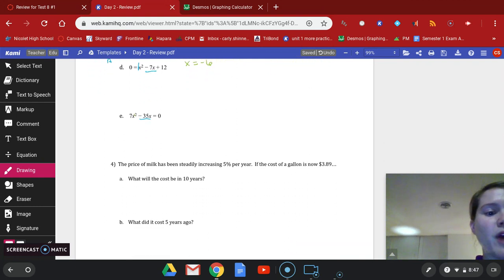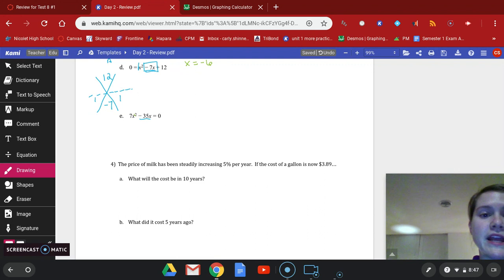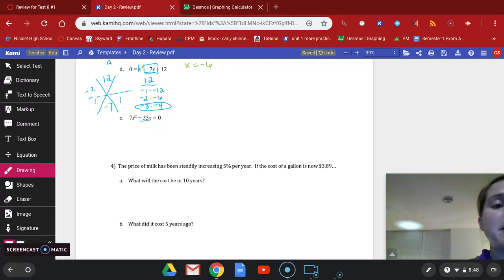Alrighty, so same process in letter D. This looks pretty similar, right? I've just got a little negative hanging out. And so don't forget, if this middle term is minus, then your B is a -7. Alrighty, so what multiplies to a +12 but adds to a -7? That's got to be a negative times a negative, because otherwise how would I add to a negative? All right, so which of these adds to -7? That would be -3 and -4.